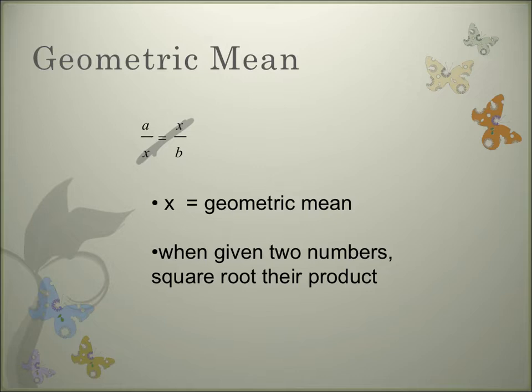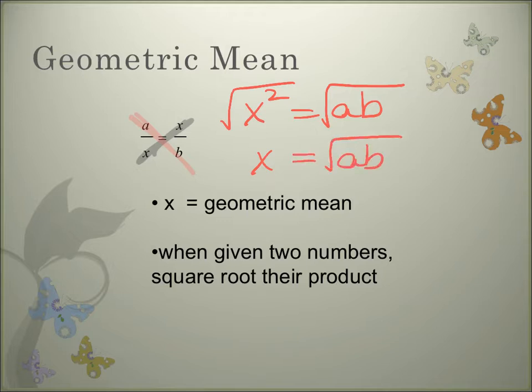So if I find the cross products here and I multiply x times x, I get x squared. And then if I multiply a times b, I get ab. Now remember when we were doing Pythagorean theorem, when we were trying to find c, it was always c squared equals something. I'm going to do the same thing here. To find out what x equals, I square root both sides. So x is going to equal the square root of a times b, which is the definition. So you'll take the 2 numbers, you will multiply them, and then you will square root that product.